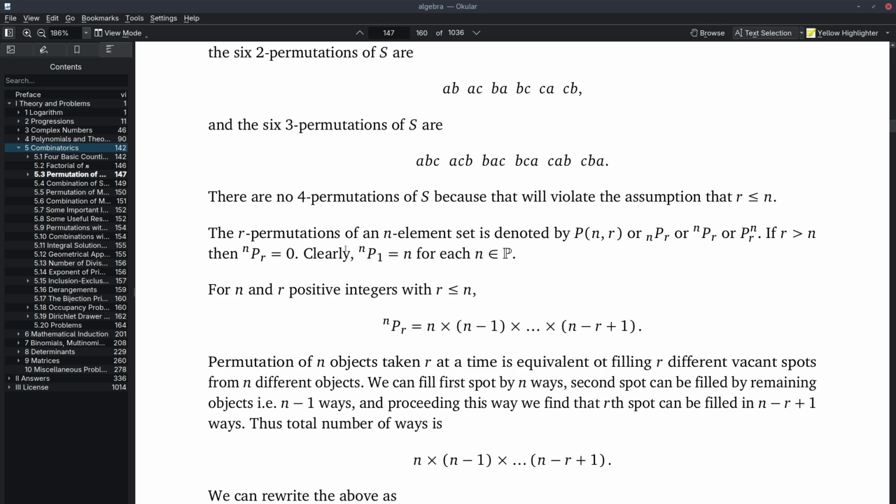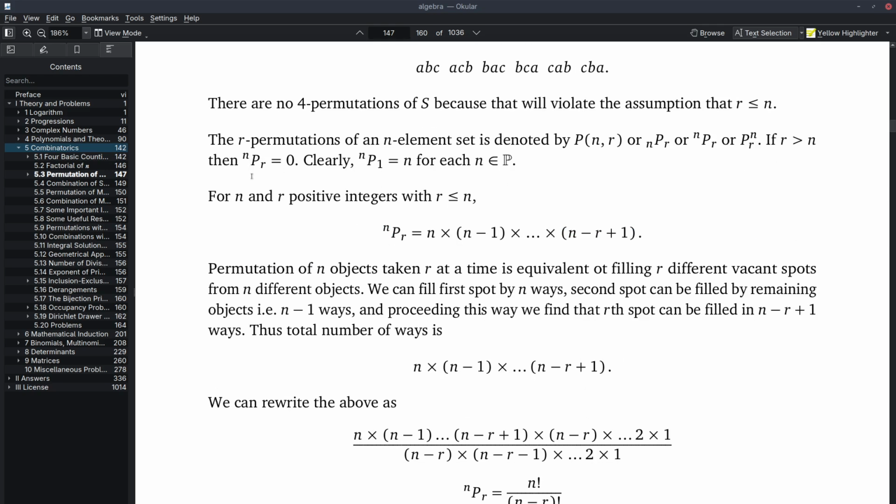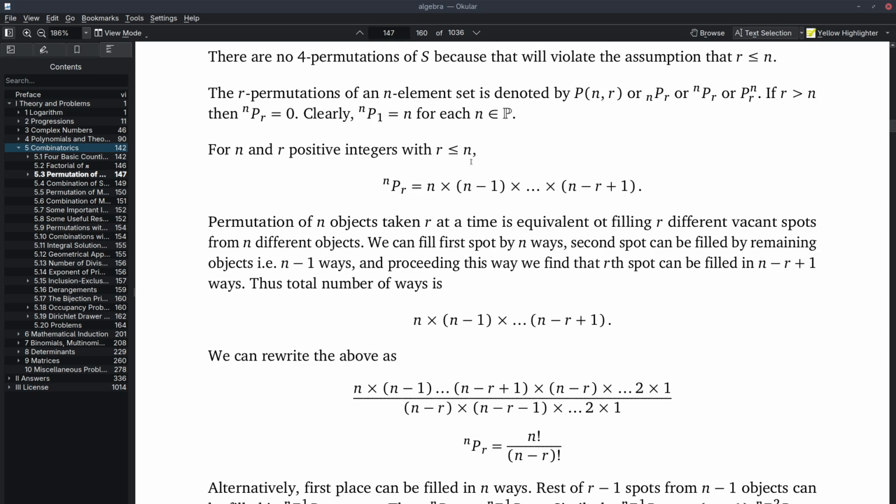The r-permutations of an n-element set are denoted by P(n, r), or nPr, like this, or like this. If r is greater than n, then nPr is equal to 0. Clearly, nP1 is equal to n for each n in the set of positive integers. If n and r are positive integers with r less than or equal to n, then nPr is written as n times n minus 1 times, and so on through n minus r plus 1.